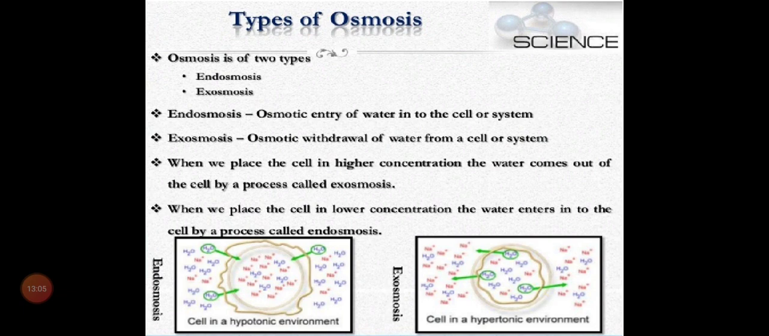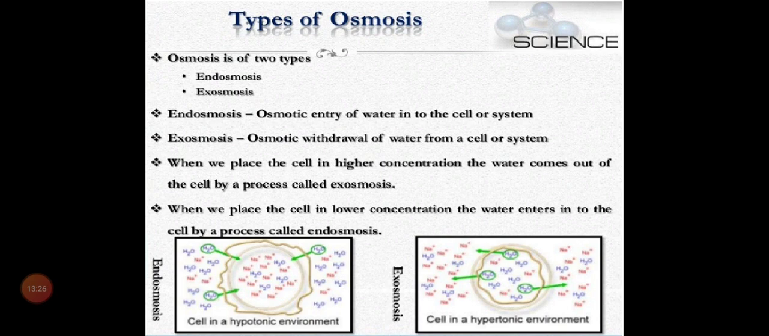Clear, children? So what did we see? We saw two processes. What is osmosis? We saw endosmosis, we saw exosmosis. Practice at home how endosmosis happens and how exosmosis happens. The definition is clear, and it happens through a semi-permeable membrane.